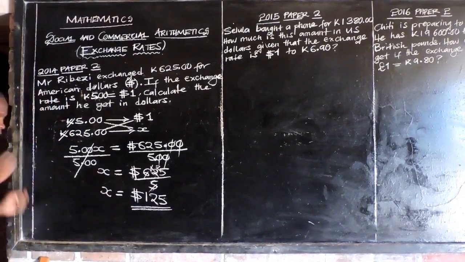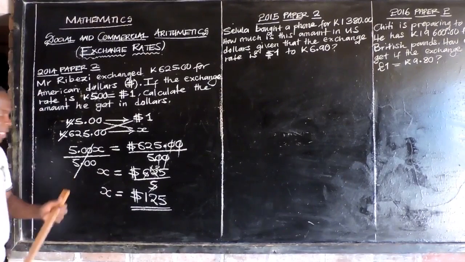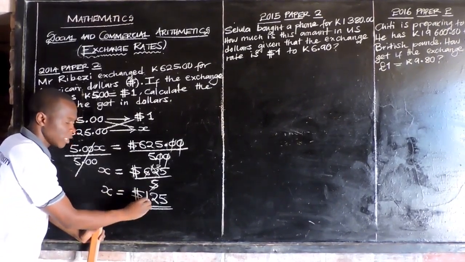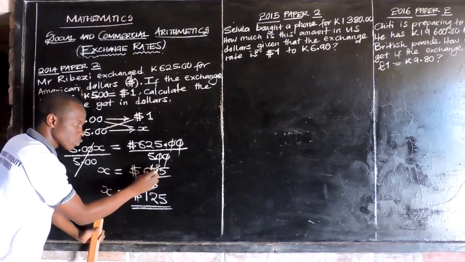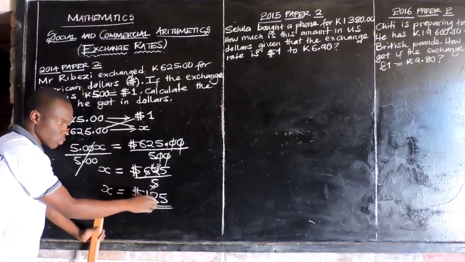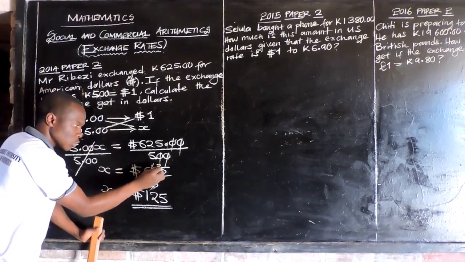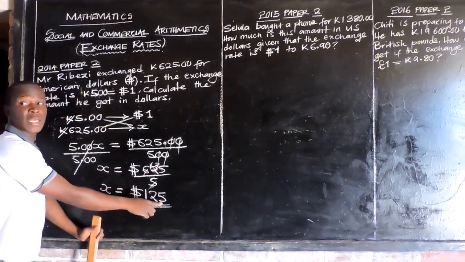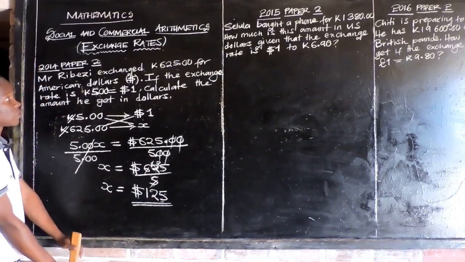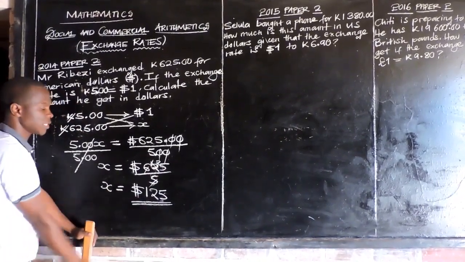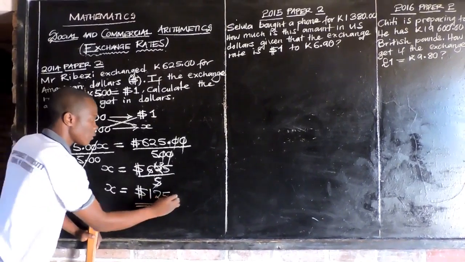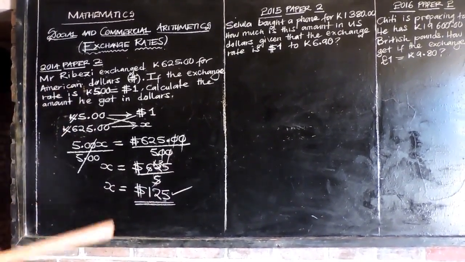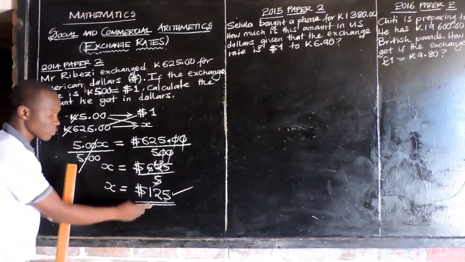You've seen how I divided. I said, look at this one. 5 into 6, it's 1. Remainder 1. So this one becomes 12. 5 into 12, it's 2. Remainder 2. So this one becomes 25. Then 5 into 25, it's 5. No remainder. So Mr. Ribezi is going to get $125 for 625 kwacha. So this one becomes your answer.